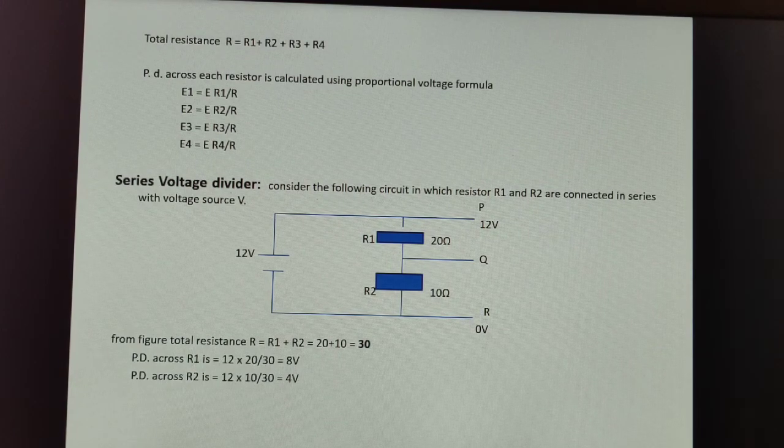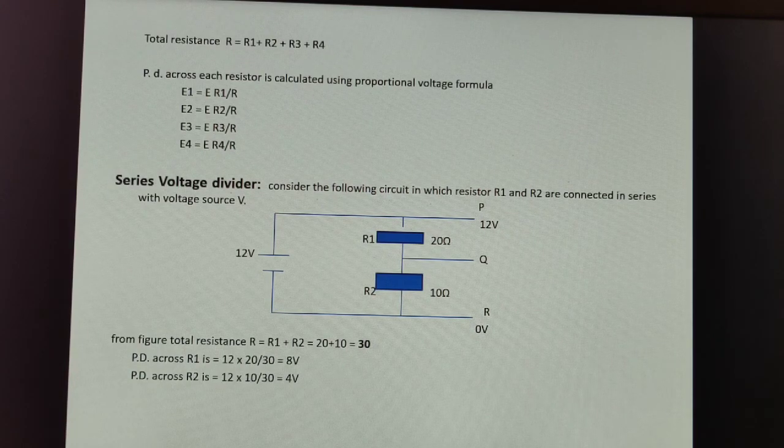Then next we see series voltage divider. So we consider the diagram in which resistor R1 and R2 are connected in series with voltage source V. The voltage source is of 12 volt and resistors R1 and R2 have values 20 ohm and 10 ohm. Between point P and R, the total voltage is 12 volt, and in between there is point Q. So the resistors R1 and R2 can divide voltages.